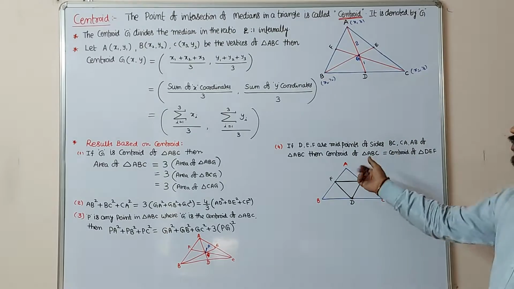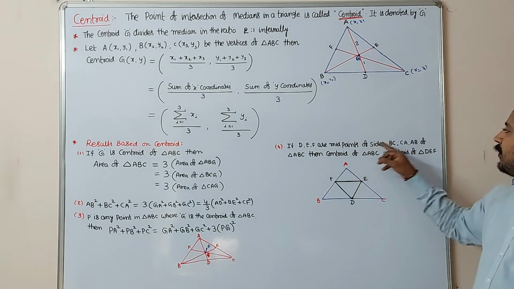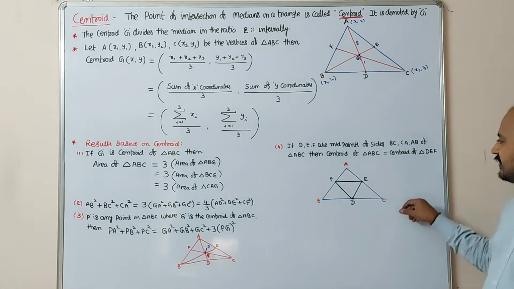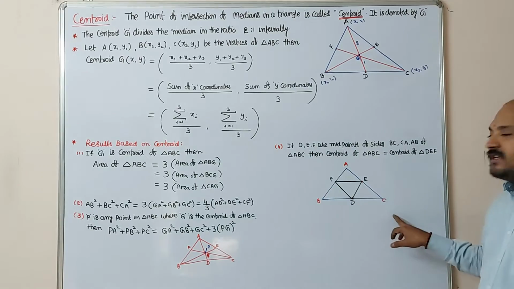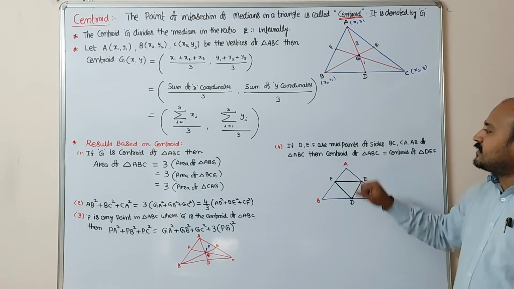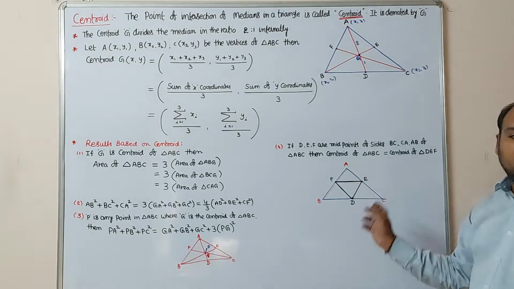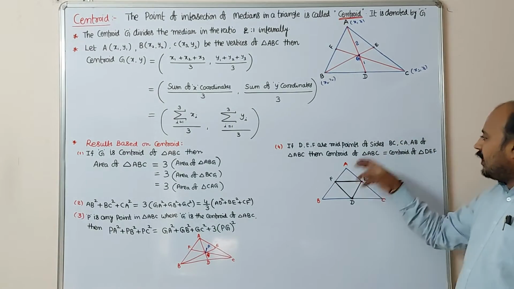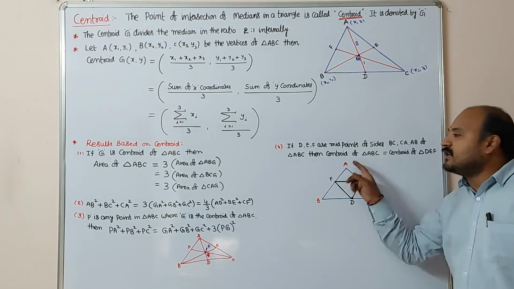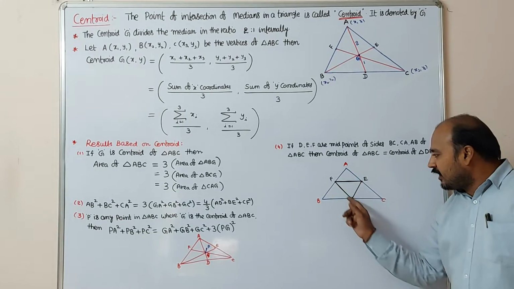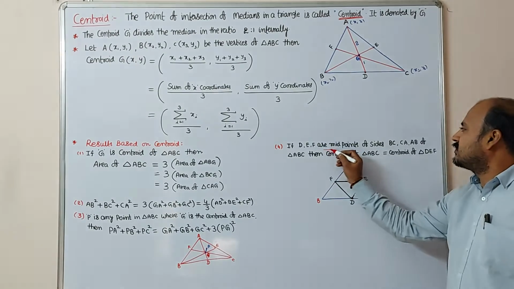Now, we will move on to the fourth property, important. If D, E, F are midpoints of the sides BC, AC and AB of the triangle, so D is the midpoint of BC, E is the midpoint of AC and F is the midpoint of AB. So midpoints are given here. So whenever the midpoints of the sides of the triangle are given, the centroid of triangle ABC is equal to the centroid of triangle DEF. This is a very important property, dear students.